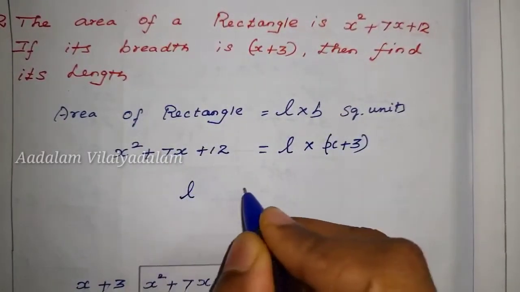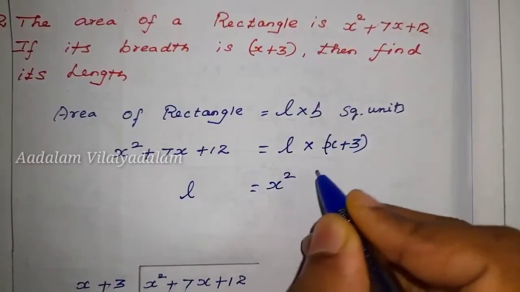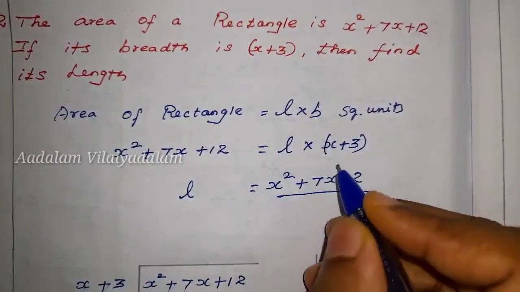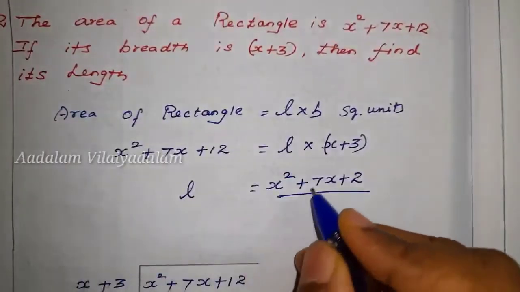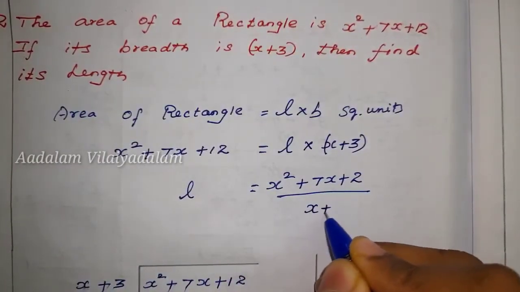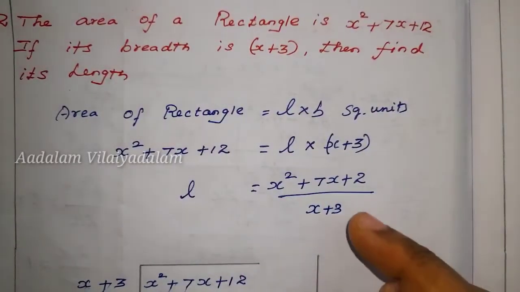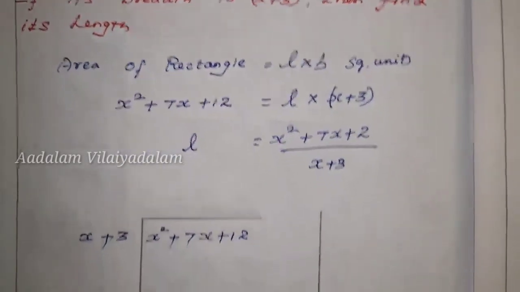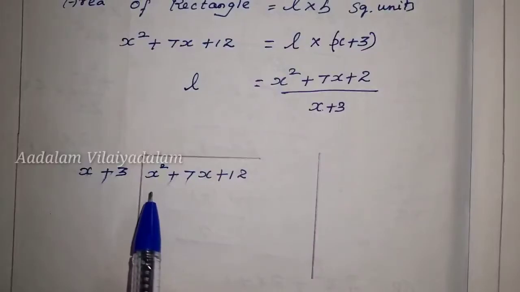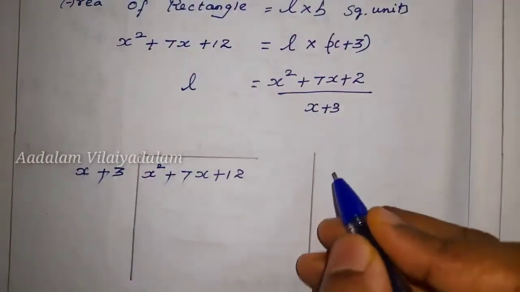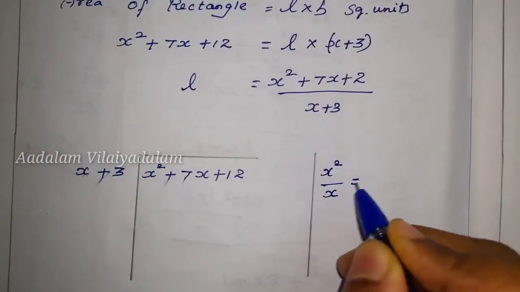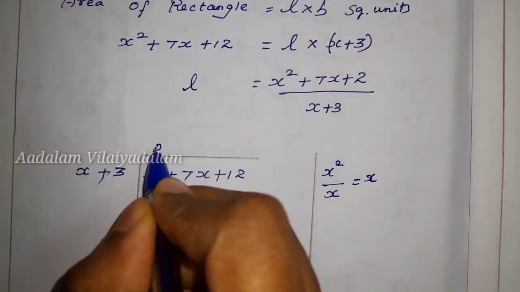Now the length is equal to x square plus 7x plus 12 divided by x plus 3. The x plus 3 on the right side, when converted to the left side, multiplication goes to division, that is x plus 3. So using the division method we can find the length value. The first term is x square, so divide by x, that is x square divided by x. So the answer is x. So here the quotient value is x.